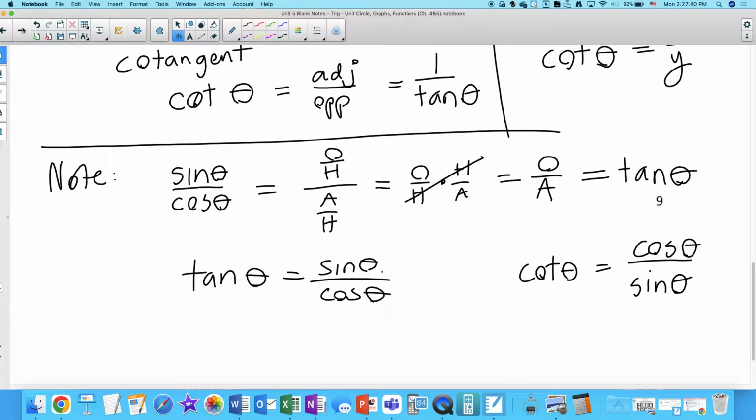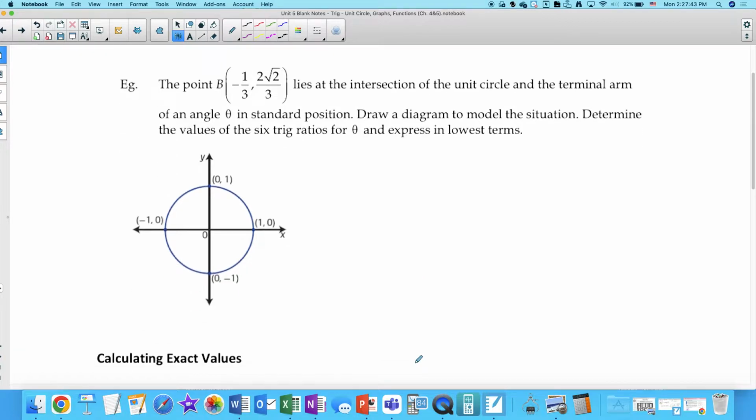All right, so here's an example. The point B, negative 1/3 and 2 root 2 over 3, lies at the intersection of the unit circle and the terminal arm of an angle theta in standard position. Draw a diagram to model the situation and determine the values of the 6 trig ratios for theta and express in lowest terms. Okay, let's start by plotting that point.